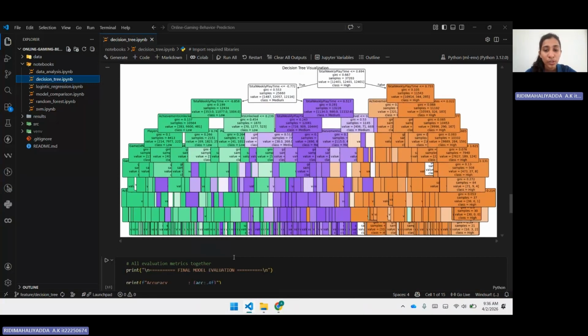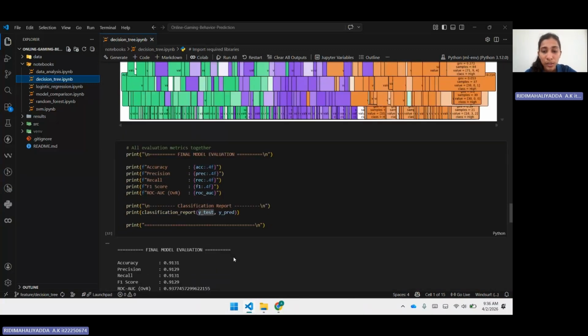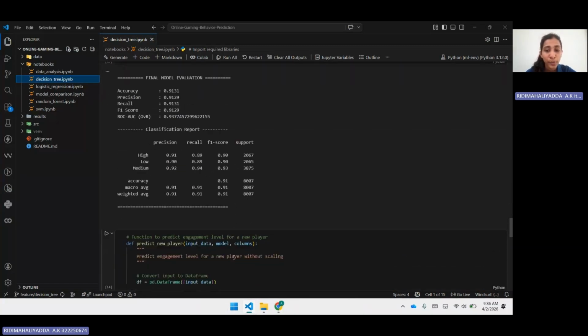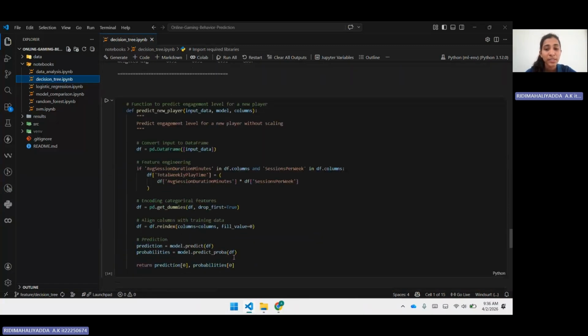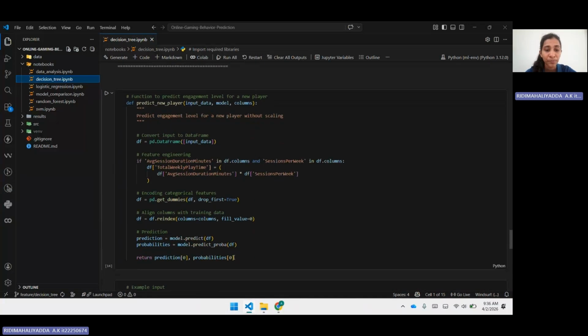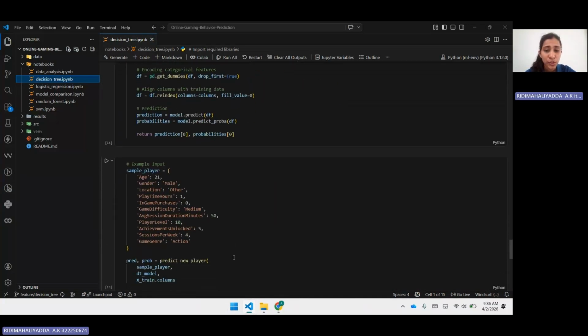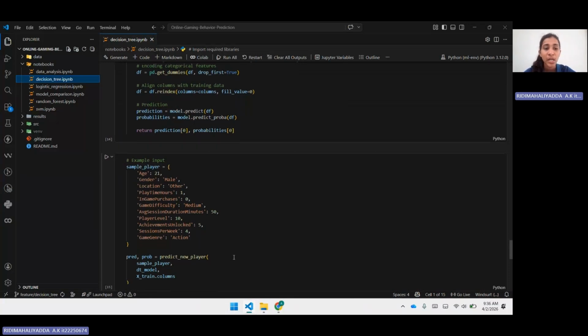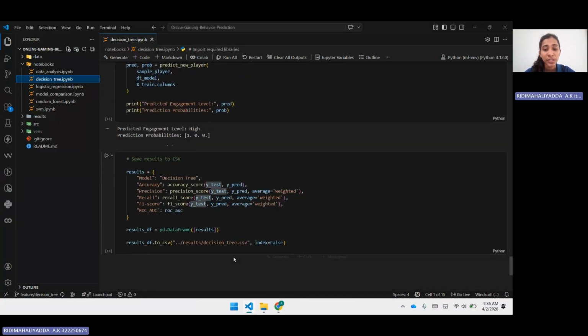We can also use this model to predict engagement for a new player. By providing the player's data, the model calculates the predicted class and the probability for each engagement level. This is useful for real-world applications where we want to identify new players' engagement patterns immediately. So in summary, the decision tree is a simple, interpretable, and accurate model for predicting player engagement.